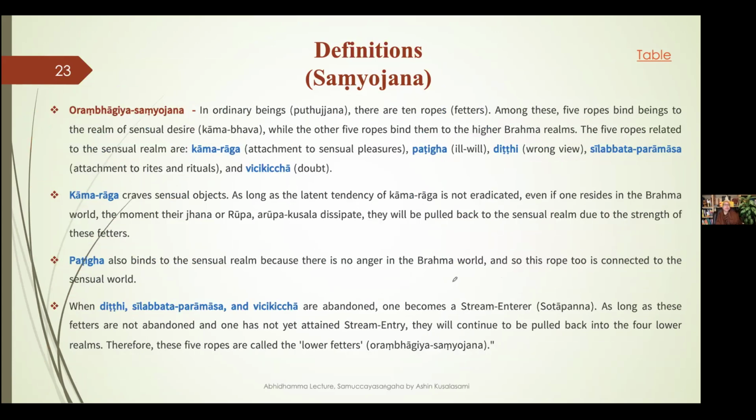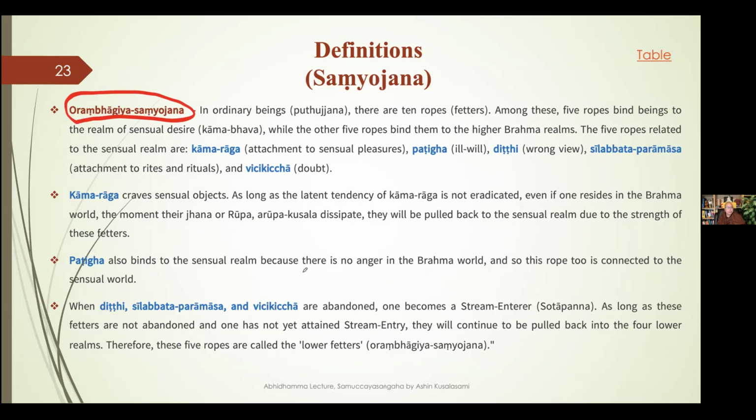Okay, so regarding the Sanyojana, we need to understand there are two divisions of the Sanyojana. The first division is Orambhagiya Sanyojana. Orambhagiya means the lower division of the fetters. So Orambhagiya Sanyojana, or lower fetters, bind beings to the lower realms, like the Kama realms.